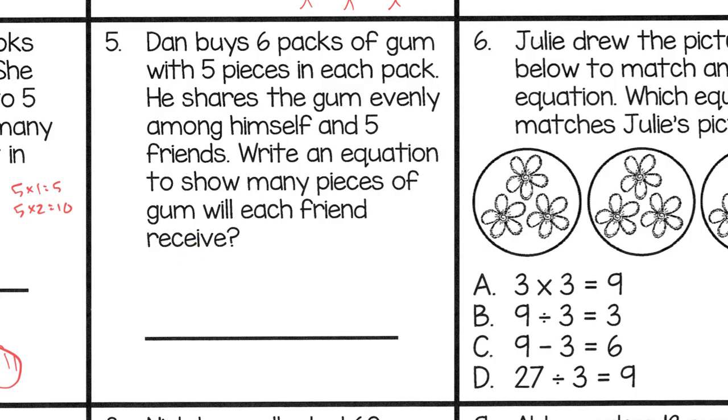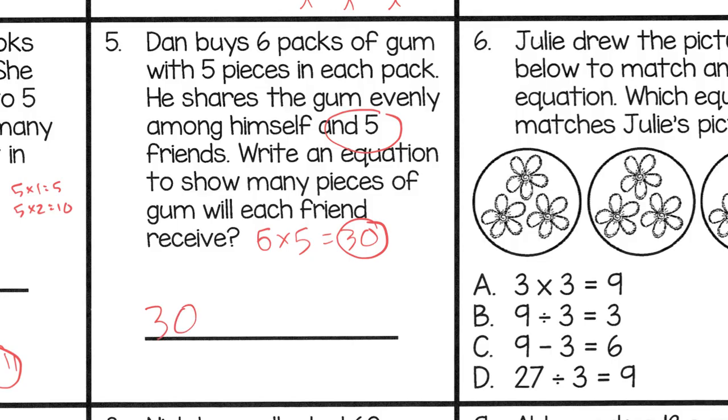This is a multi-step problem, because first we need to know how many pieces of gum there are in total. 6 packs of gum, 5 in a pack. How many sticks of gum is that altogether? Well, that would be 6 packs times 5 in a pack gives us 30 pieces of gum. What we do at this point is figure out how to share these 30 pieces of gum with Dan and 5 friends. Well, Dan and 5 friends is 6 people.